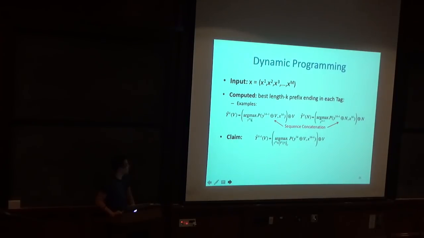The sequence is this guy concatenated with verb, and this sequence is this guy concatenated with noun, and we concatenate verb to this guy, and we compute this probability. We concatenate verb to this guy, and we compute the probability, and we pick the one that's higher, and then we append verb to that sequence.